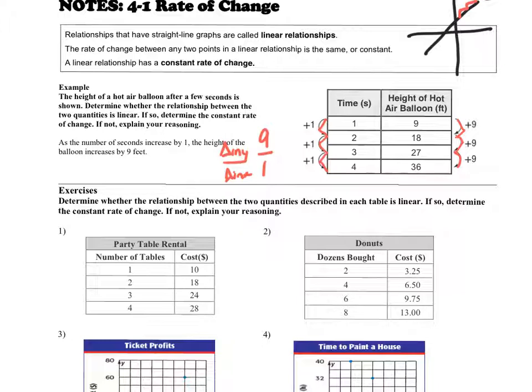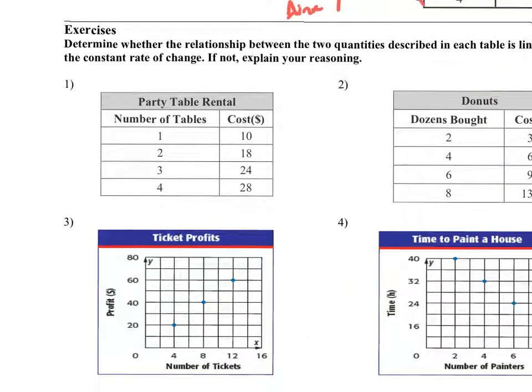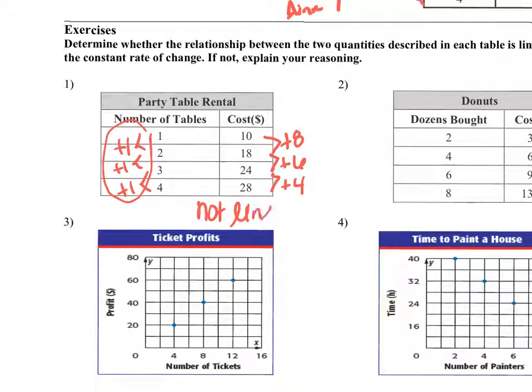Okay, so looking at exercise 1. Determine whether the relationship between the two quantities described in each table is linear. If so, determine the constant rate of change. Look at number 1. The change from 10 to 18 is plus 8. 18 to 24 is plus what? 6. 4 to 8 is plus 4. The change here is plus 1, plus 1, plus 1. So it's constant on this side, but it doesn't do it consistently on the right side. So it is not a linear relationship. We're going to say not linear.